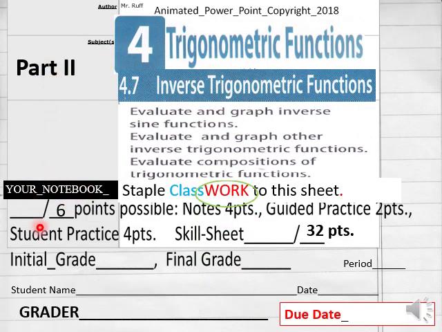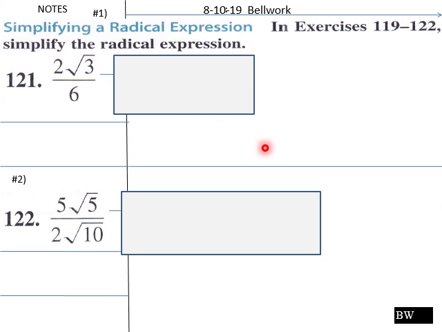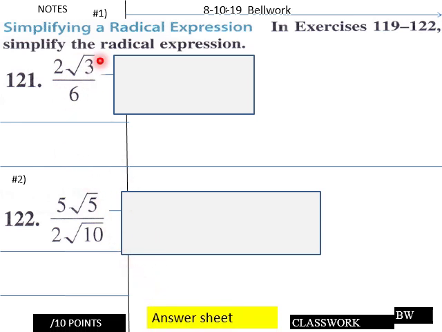4.7 part 2, you have 6 points in your notebook to take, and then 32 points on your class worksheet today. To teachers, today's bell work again is a radical expression. Simplify it, students. Give your students about 4 or 5 minutes for these two.